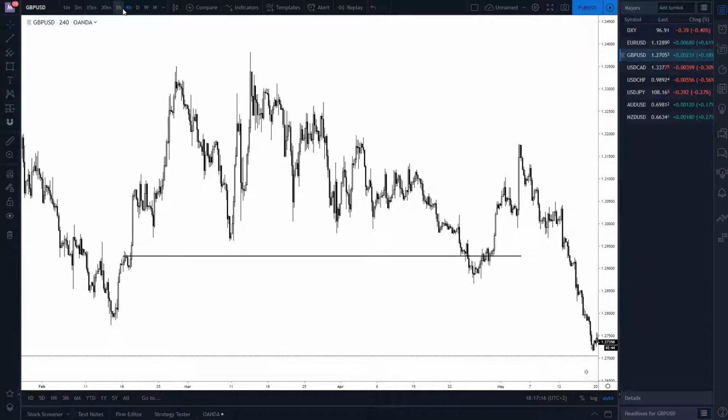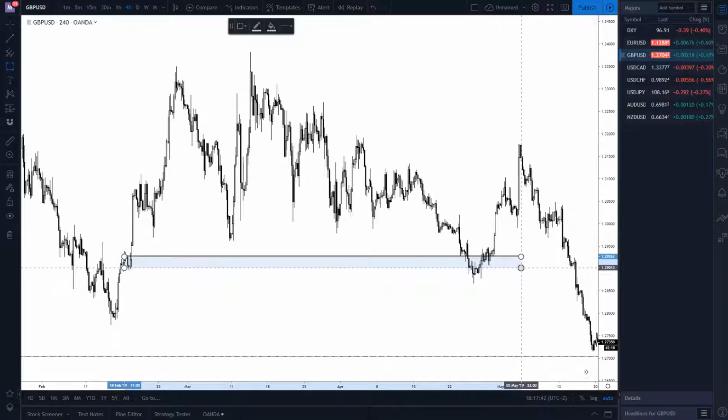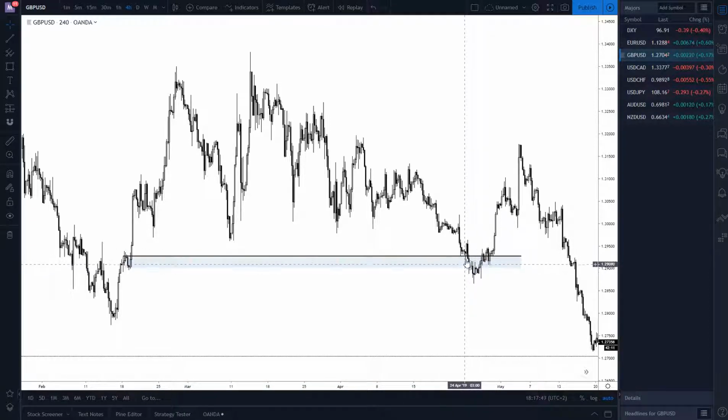GBP USD 4-hour time frame. When price rallied from this level, even though we were trying to fill this for 2 months basically, this never was completely filled, and price eventually at the end of April came here. We have the demand right here. This was a tricky one because this would most likely get you stopped out, especially if you would enter at the close of this candle right here.